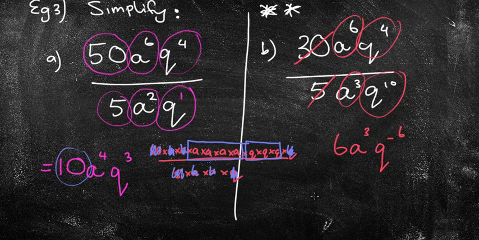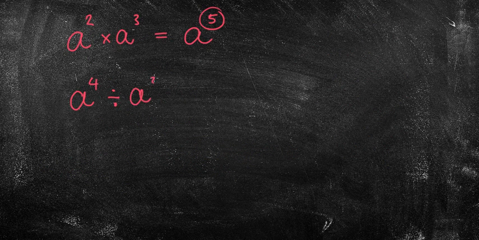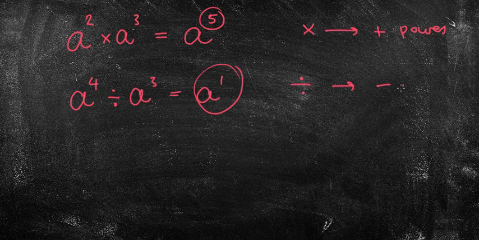Just a recap: if you are dividing the questions, guys, we want to subtract. So again, if you multiply, so a squared times a to the 3, we're going to be plussing those indices together. But if you're dividing, such as a4 divided by a3, we need to subtract the indices. It's the opposite, so it'd be a to the power of 1. So again, when you're timesing, we're going to add the powers, and when we're dividing, we're going to subtract the powers.